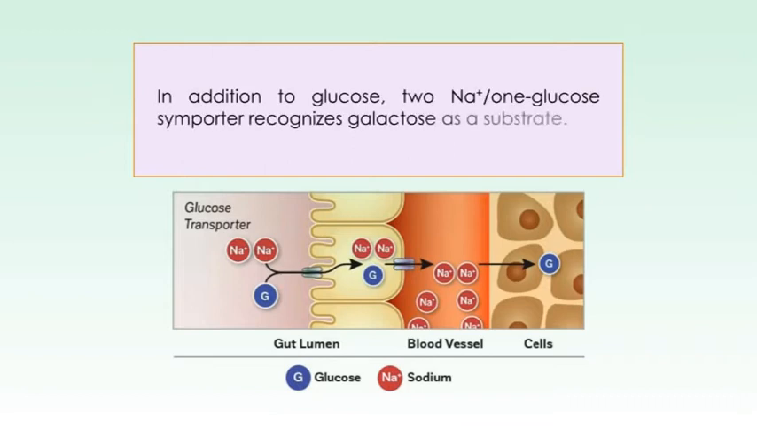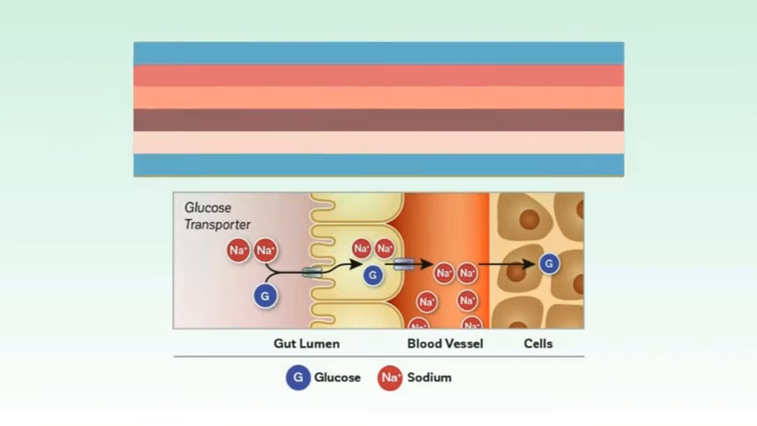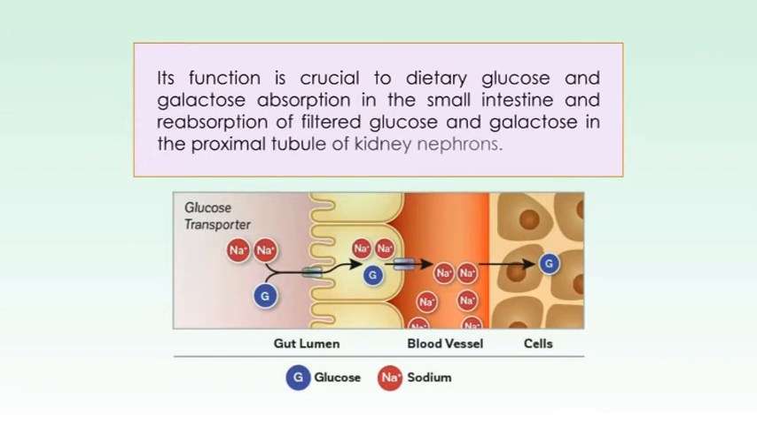In addition to glucose, the 2-sodium, 1-glucose symporter recognizes galactose as a substrate. Its function is crucial to dietary glucose and galactose absorption in the small intestine and reabsorption of filtered glucose and galactose in the proximal tubule of kidney nephrons.